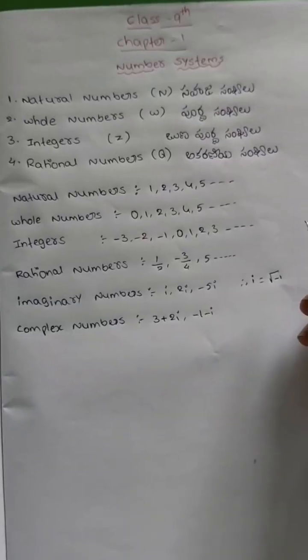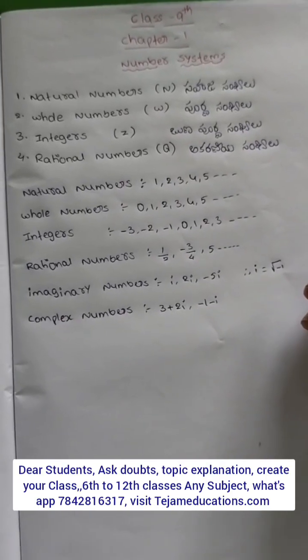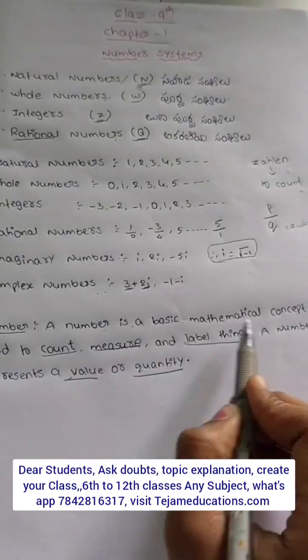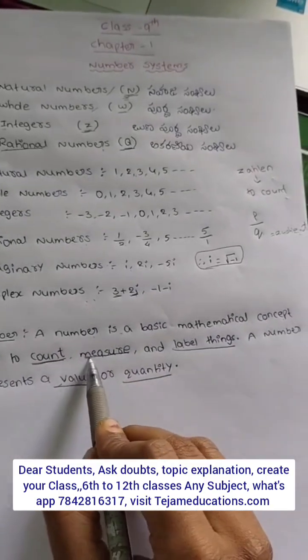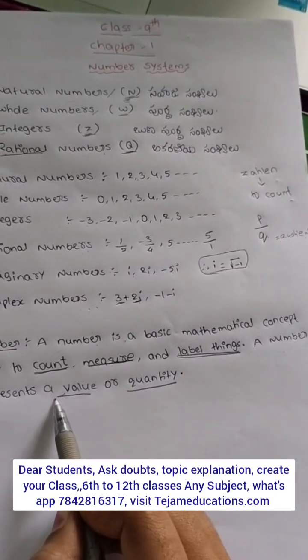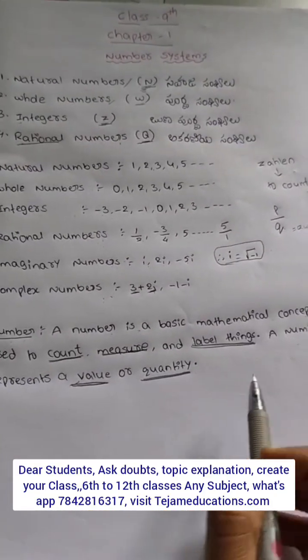So today we are discussing number systems from class 9th, chapter 1. Okay, what is a number? A number is a basic mathematical concept used to count, measure and label things. A number represents a value or quantity. There are some different types of numbers.